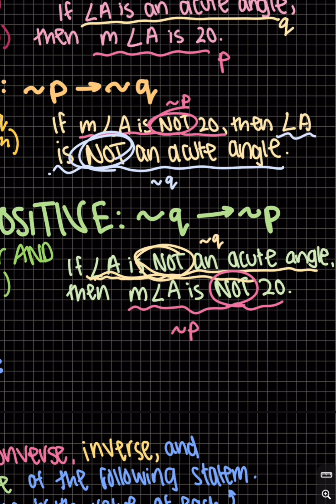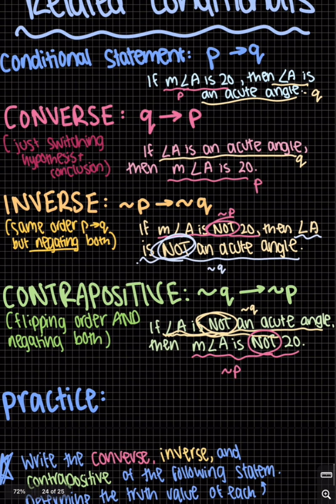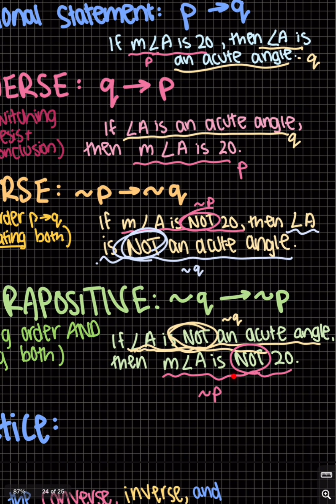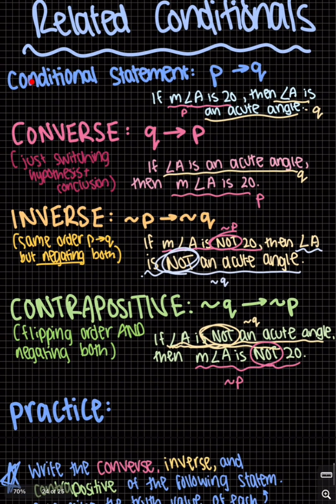If you read this, if angle A is not an acute angle, then the measure of angle A is not 20, okay? And if you think about this, this is logically the same thing as your conditional, because you're saying here that if you have an angle and it's not acute, meaning that your angle is either right or obtuse, then your angle will not be 20 degrees, right? Because you know that if the angle is 20, then the angle is acute. Always, always, always, this is like a conjecture: a conditional statement and its contrapositive will always be logically equivalent, meaning that logically, they're the same thing.